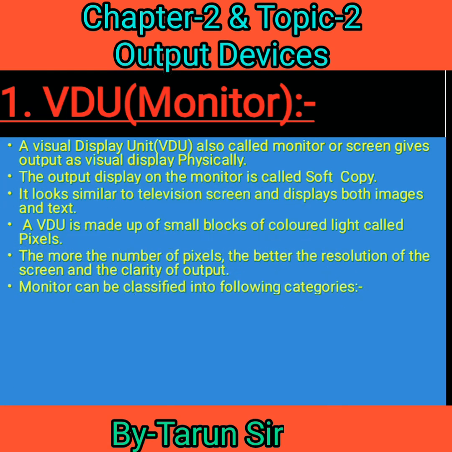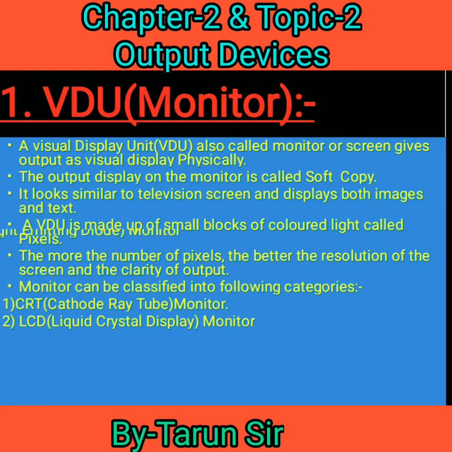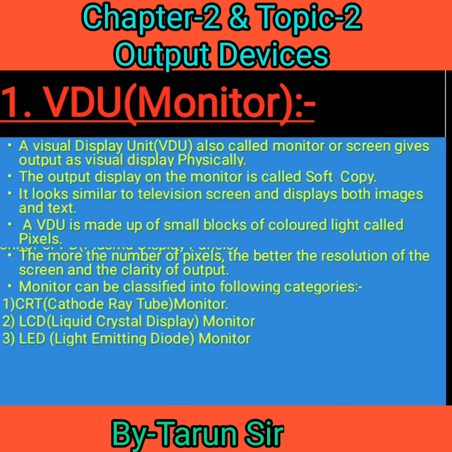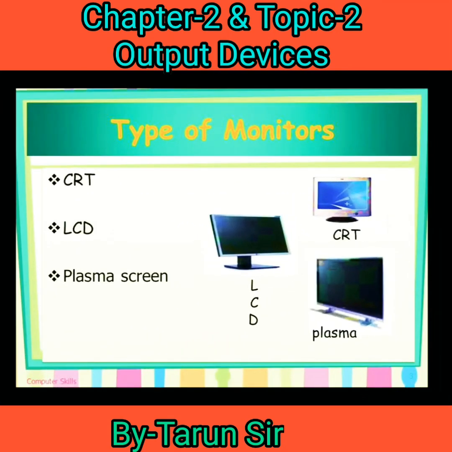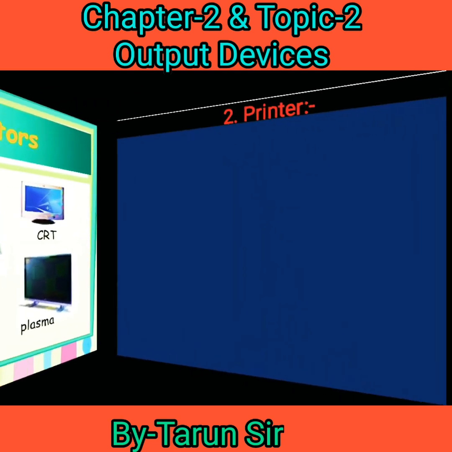Monitors can be classified into the following categories. First, CRT, cathode ray tube monitor; second, LCD, liquid crystal display monitor; third, LED, light emitting diode monitor; fourth, plasma monitor or PDP, plasma display panel; fifth, touch screen monitor; and sixth, OLED, organic light emitting diode display monitor, etc. You see different types of monitors on this screen: CRT, LCD, plasma.